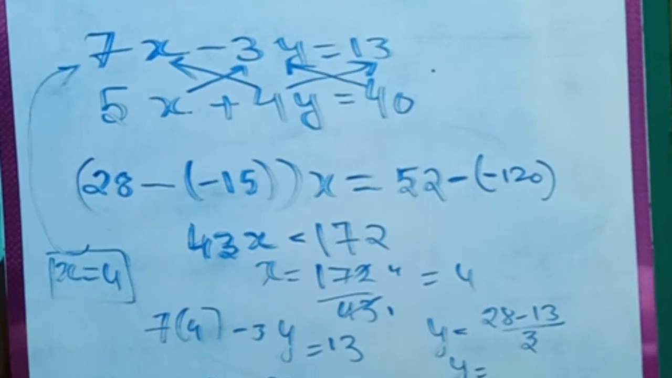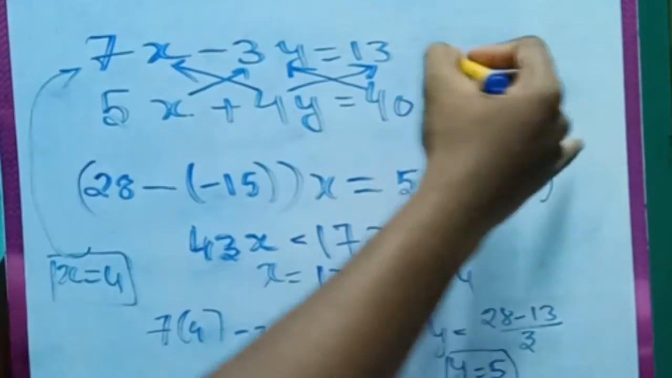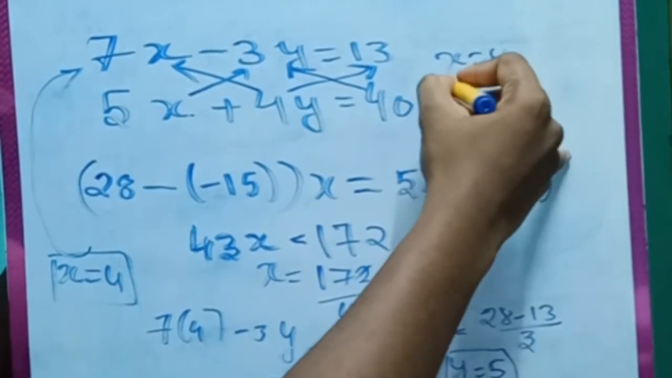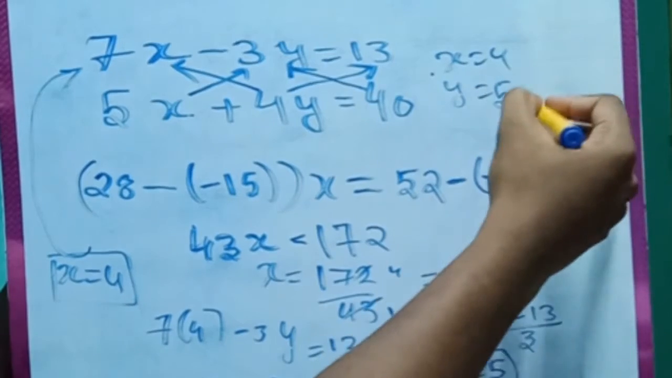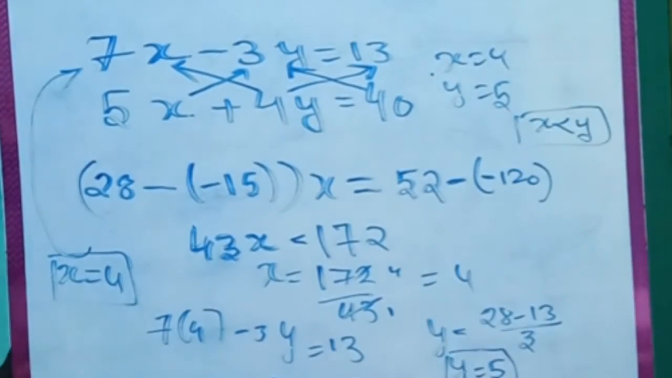So you will get y equals 28 minus 13, which is 15, and 15 divided by 3 is 5. So y is equal to 5. So x equals 4 and y equals 5. So we can easily say that x is smaller than y. See how easy it is, right? A little hodgepodge, guys, but don't worry, you just have to find the first value.